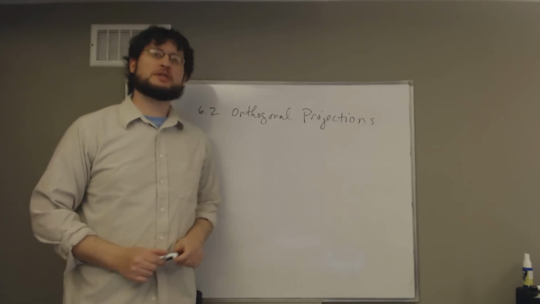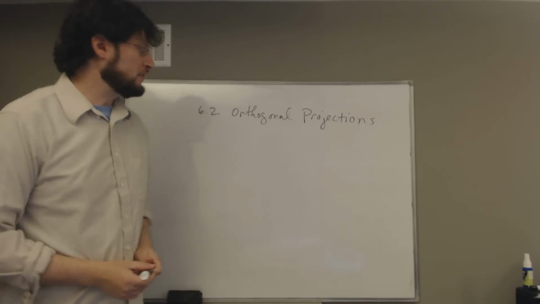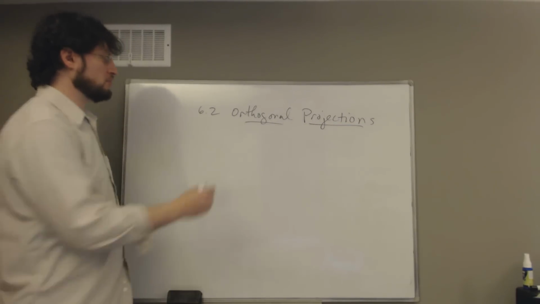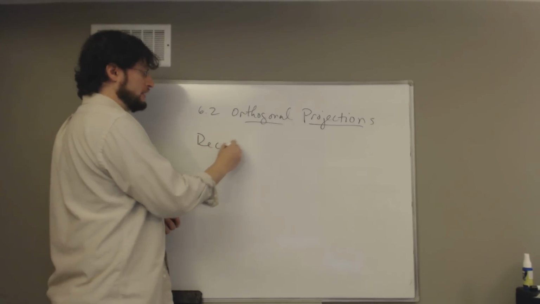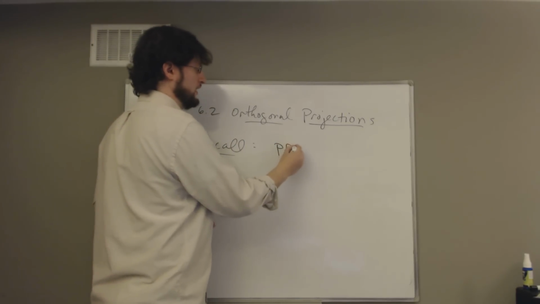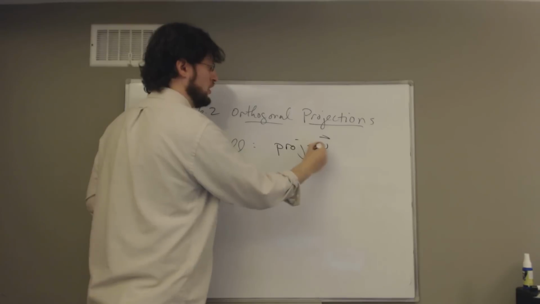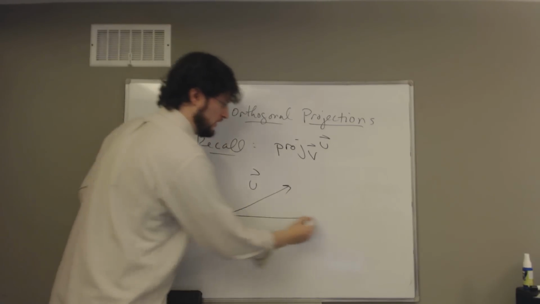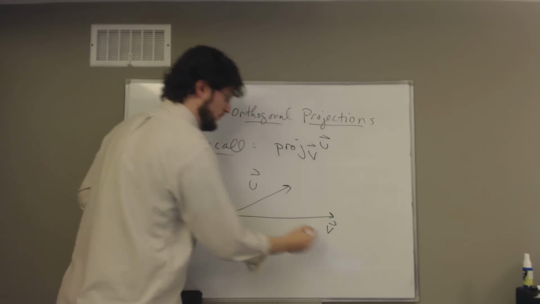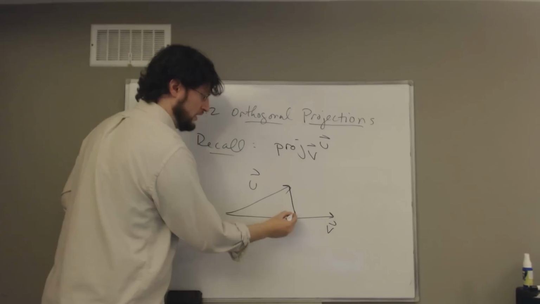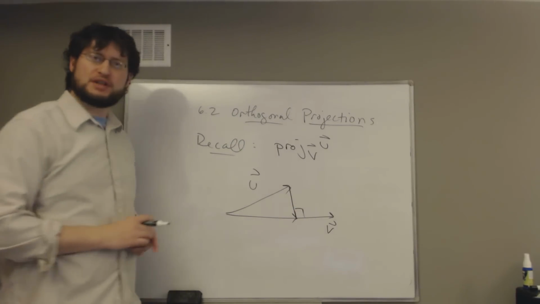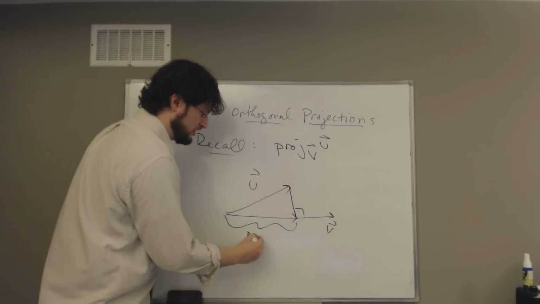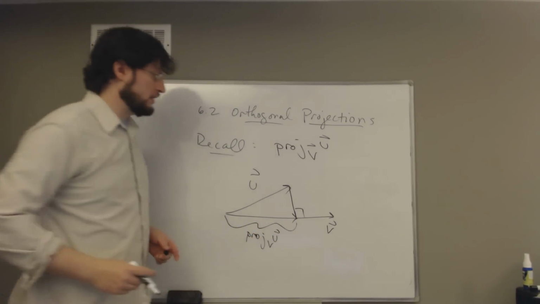Okay, so today we're going to look at section 6.2, orthogonal projections. Before we jump right into the main topics here, let me remind you of just a regular old projection. If I have the projection of a vector u onto v, so if I have u and v, and I project u onto v, what I get is a perpendicular projection, so a 90-degree angle. This vector is our projection of u onto v.